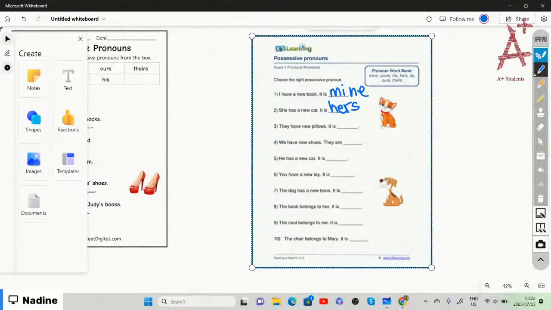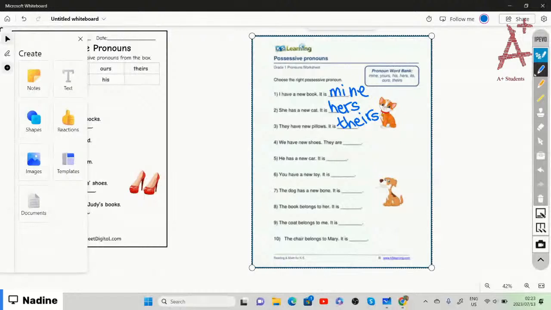They have new pillows. So if they have new pillows, who do the pillows belong to? So we can say it is theirs because it's their pillows, right? They have new pillows, so it's theirs.